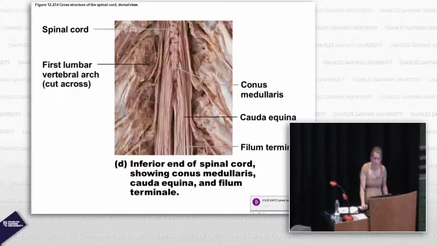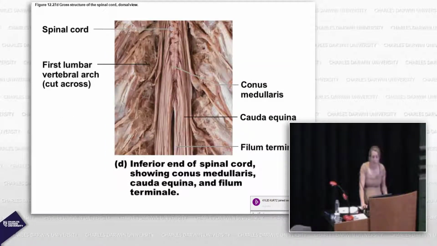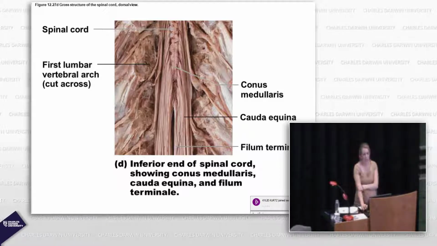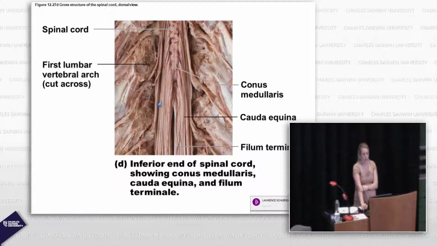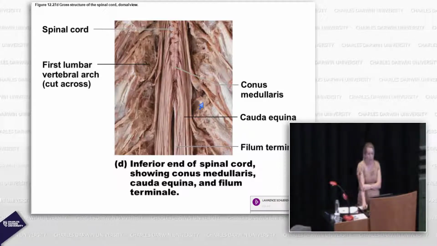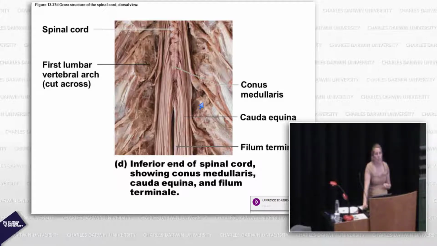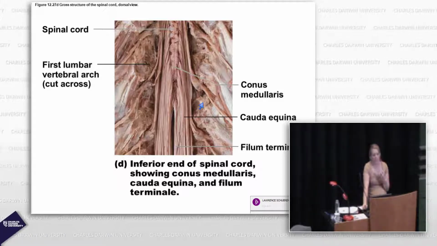Okay, finally the end of the spinal cord. So this is the cone that I was talking about, the cone shape. As you can see, all these spinal nerves coming off, they do look a bit like a horse's tail. We've also got this filum terminale. It's a really strong filament that anchors the spinal cord to the coccyx to basically hold everything into place.